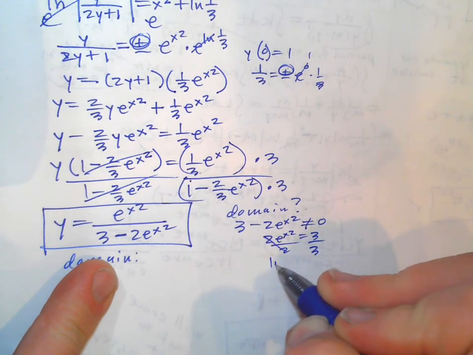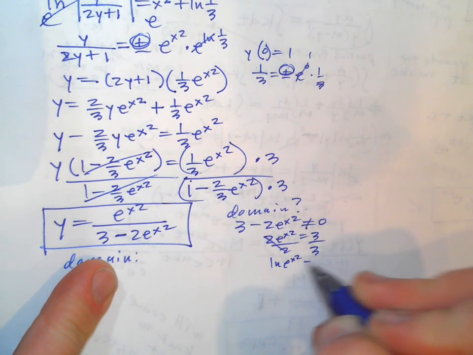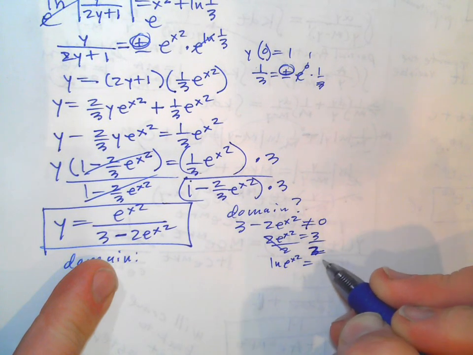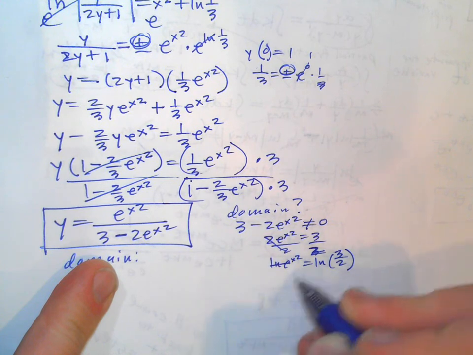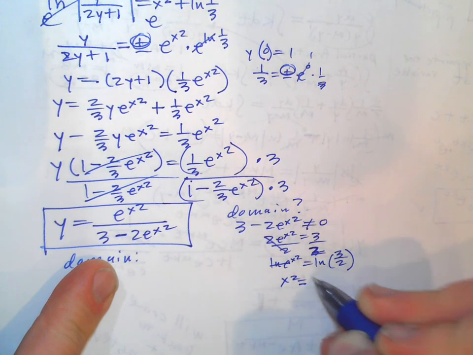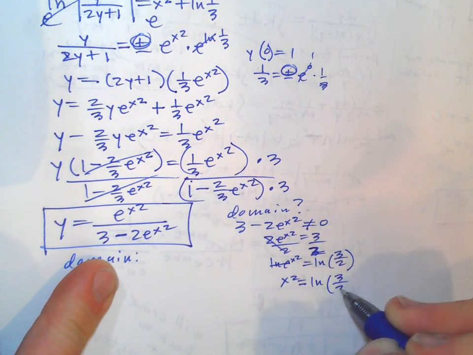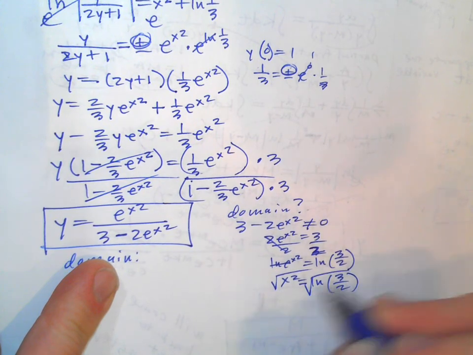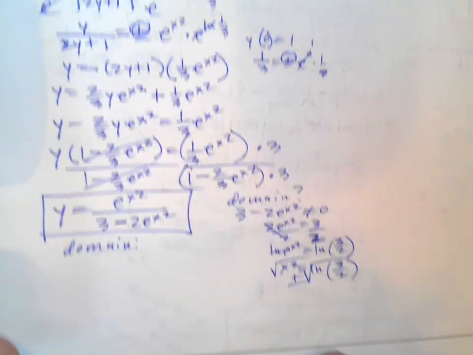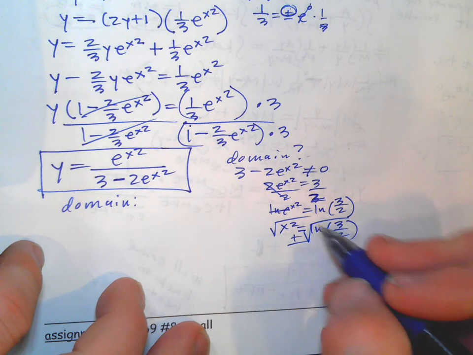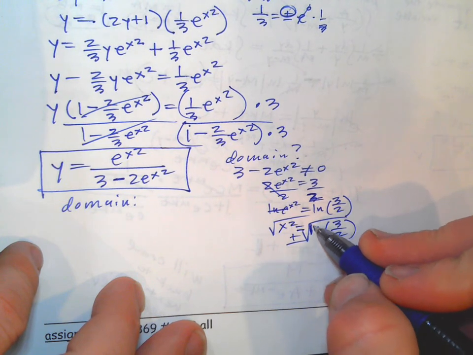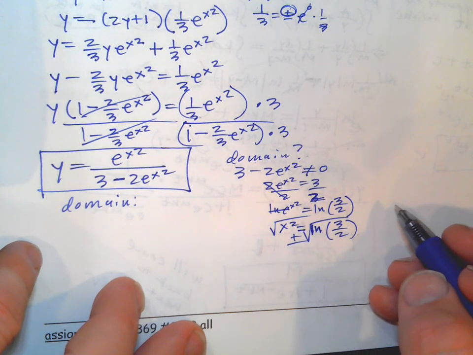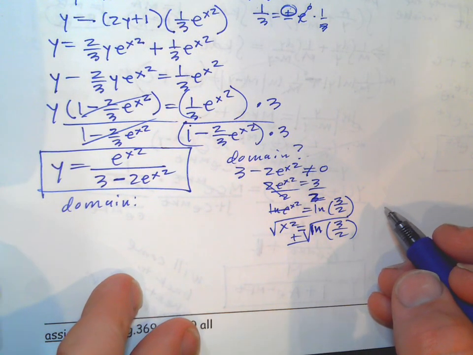Take the natural log of both sides. All right, and we get x squared. So then we have to take the square root of both sides, plus or minus both of those. So we get these two values. Now, natural log of 3/2 is definitely positive, so that should be fine. We should get two real answers. Is there any other points?